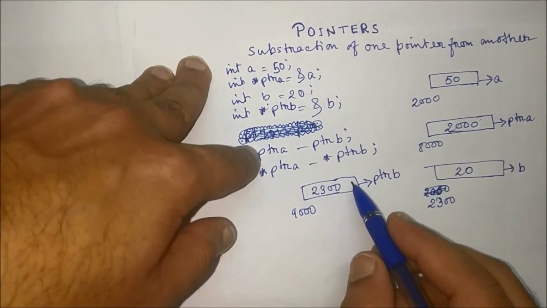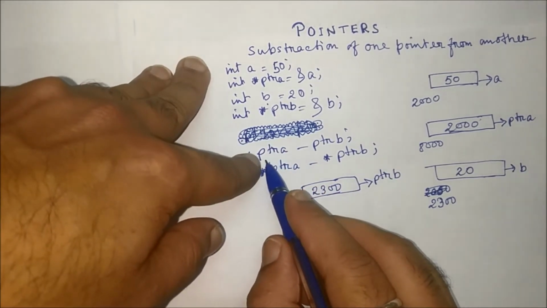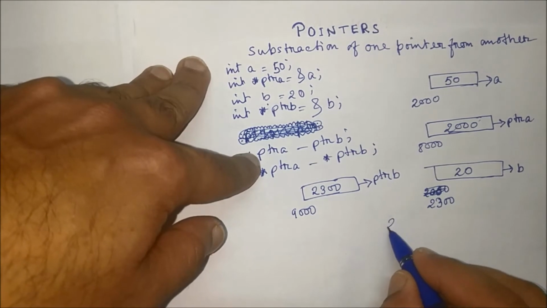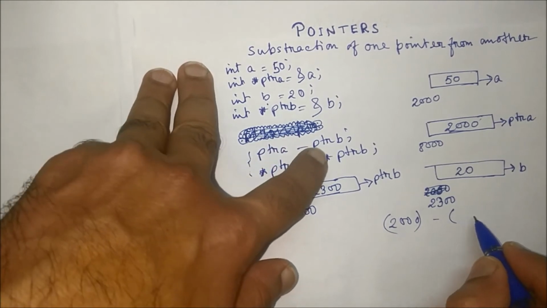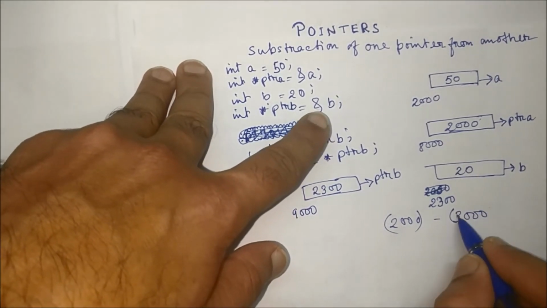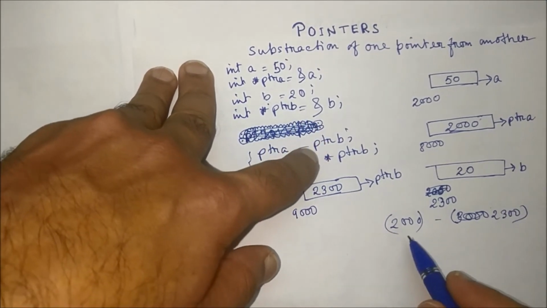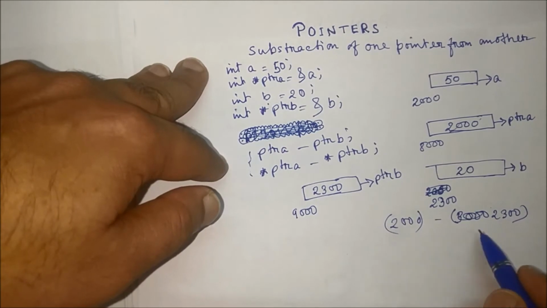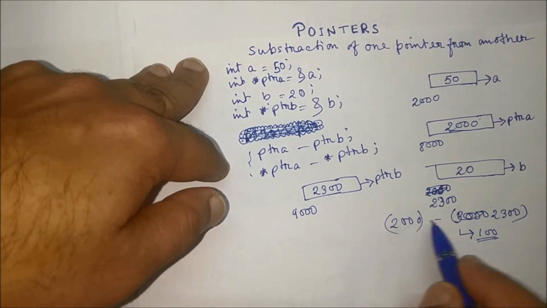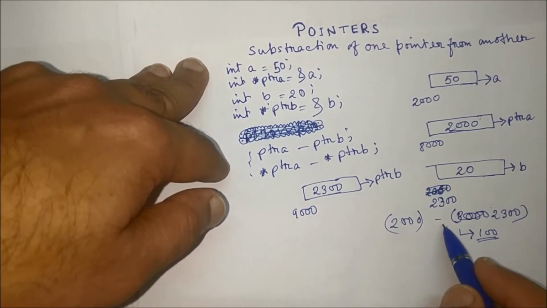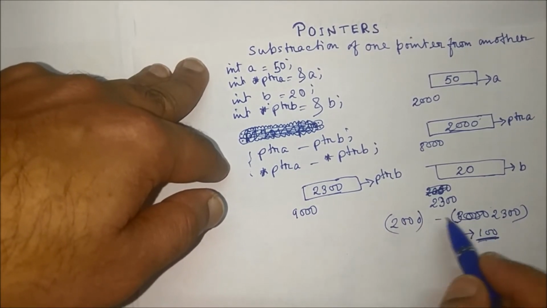Now let us see how this will be interpreted by the compiler. ptrA is 2000, and ptrB is 2300. Theoretically, if you perform the normal mathematical operation, it should yield 100, since a memory address doesn't have a sign, so we take the absolute value. This is the difference between these two memory addresses.